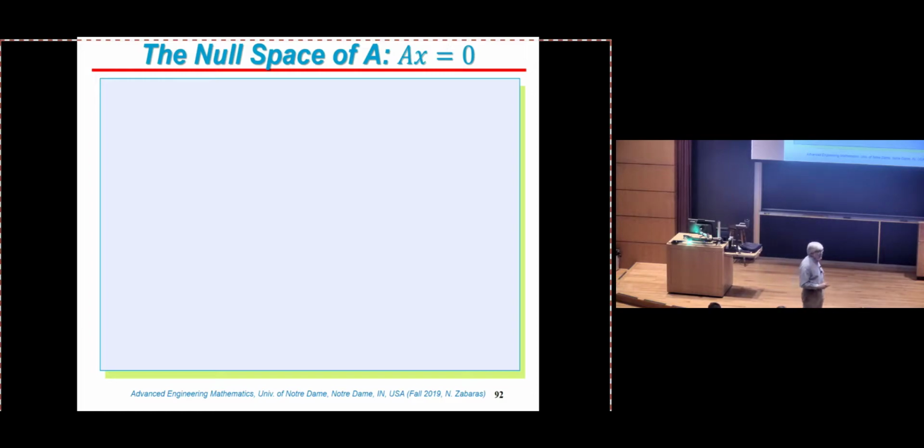So let me define another space. And this will be the null space of A, and will consist of all vectors x, so that Ax equal to 0 vector.